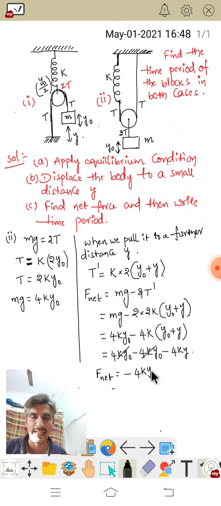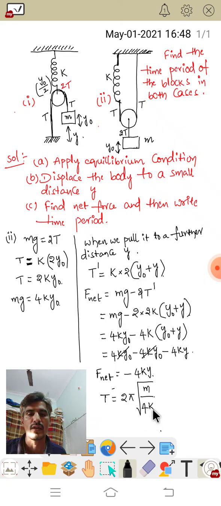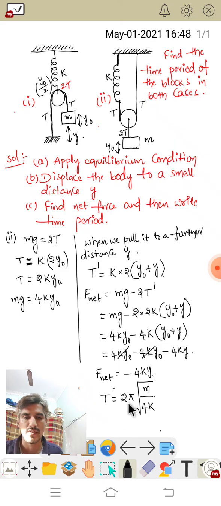Now if it is like that, then the time period will be T is equal to 2 pi into, it is time period, it's not tension now. Time period is equal to 2 pi into square root of m by k, where k is the effective spring constant. Now we have got 4k. Therefore, T is equal to 2 pi into square root of m by 4k. This is in the second case. Okay, thank you.